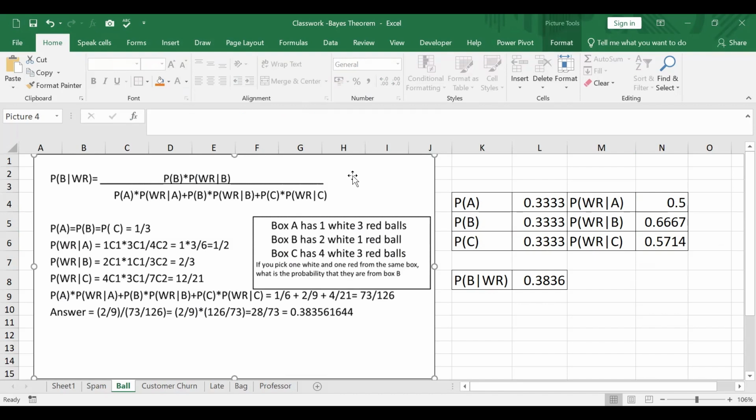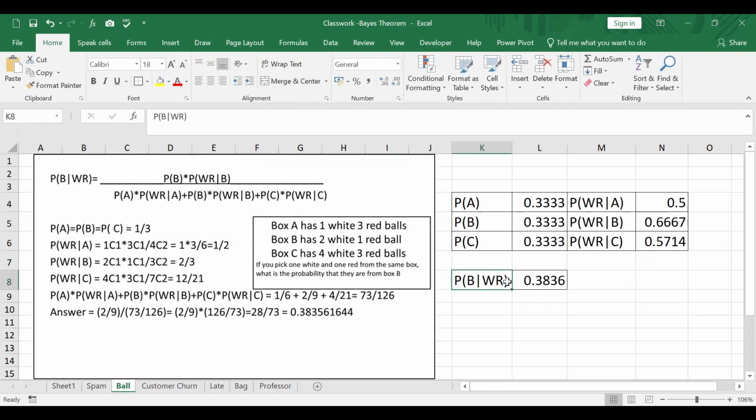We have to just compute the denominator only in this because we already picked up W and R. What is the probability that it is picked up from box B? Probability of B given W and R has been picked up. What is the probability that it is from B?